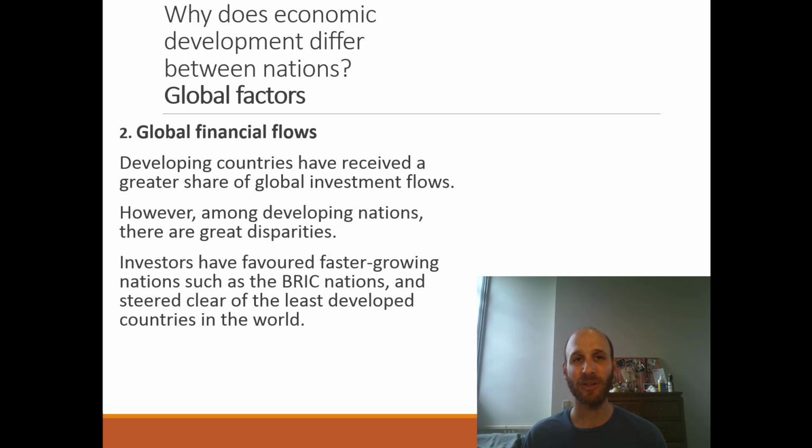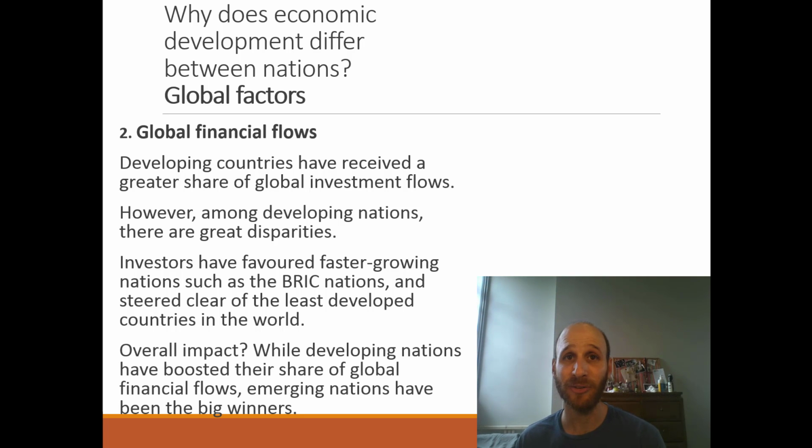Investors, in terms of placing their money, have favoured faster growing nations such as the BRIC nations, Brazil, Russia, India, China, and have steered clear, avoided the least developed countries in the world, particularly some of those sub-Saharan African economies. So the overall impact? Well, while developing nations have boosted their share of global financial flows overall, the emerging nations have been the big winners, and they have gained much more than those developing economies.